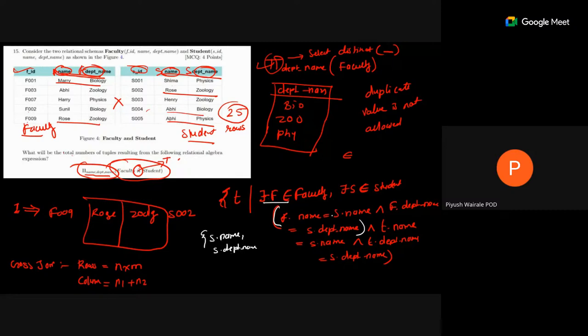So instead of this, you can directly write S dot name, comma, S dot department name. That is also fine, but we are generally following this convention only. So when a multiple select question comes, you can ask this. Yes, so we are focusing only on that.